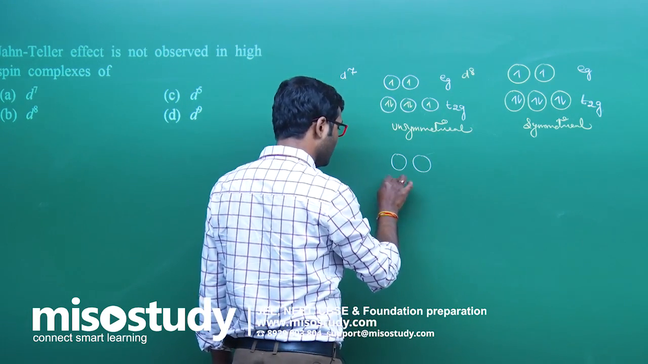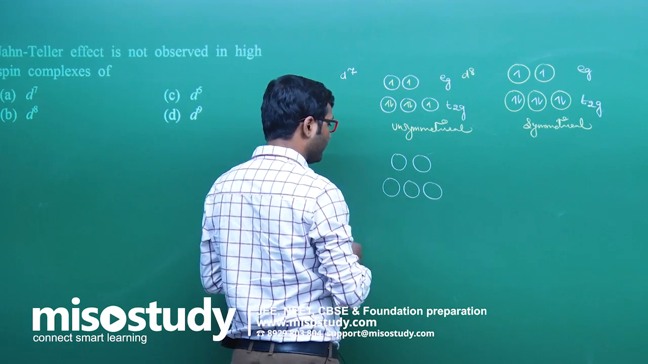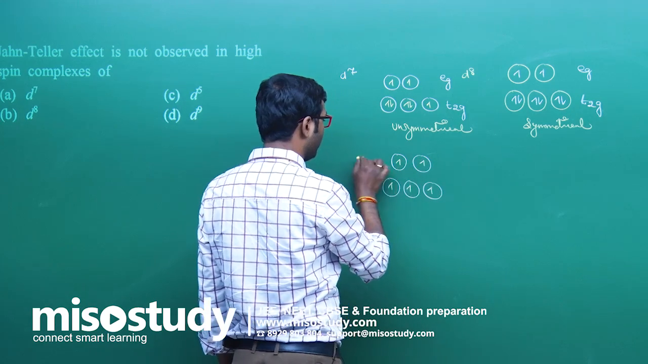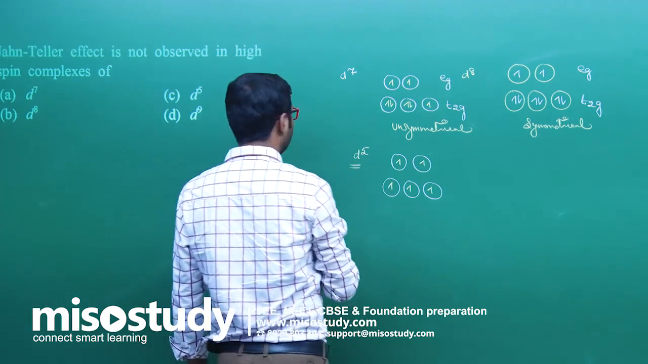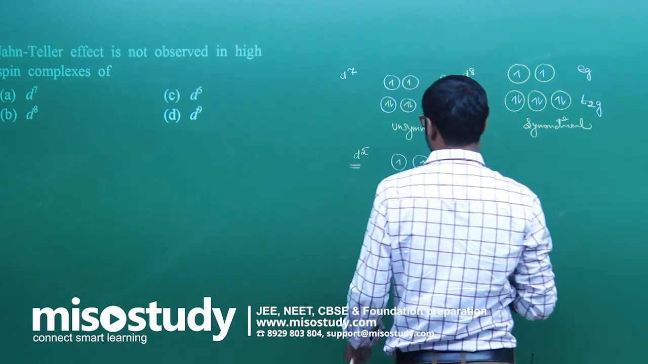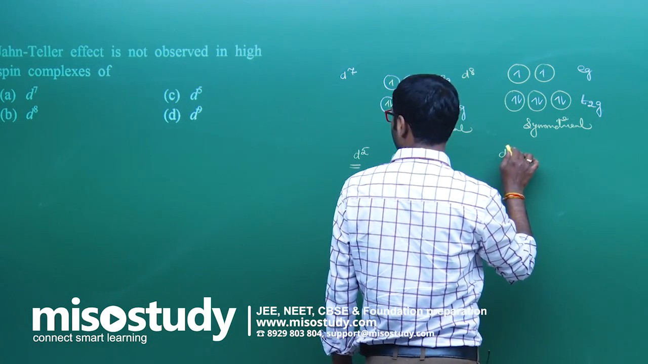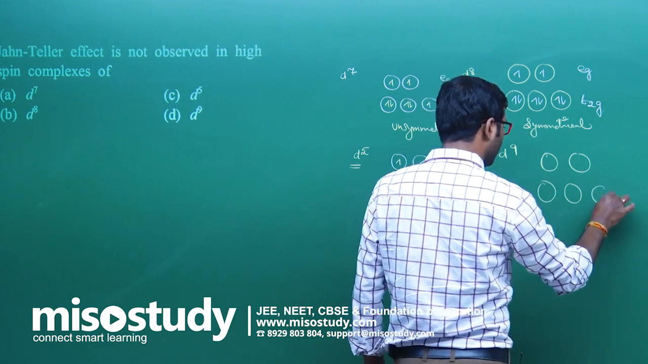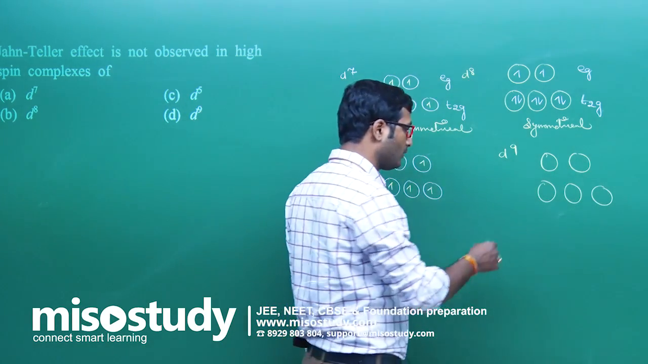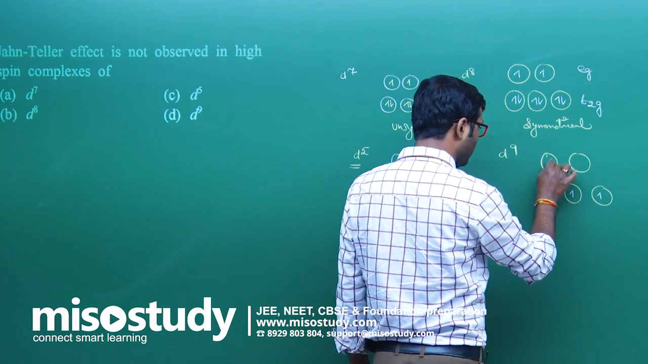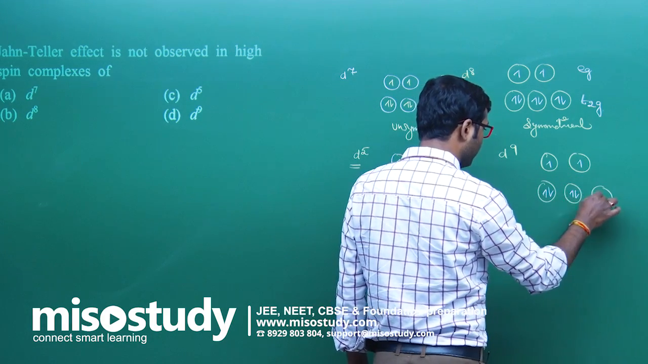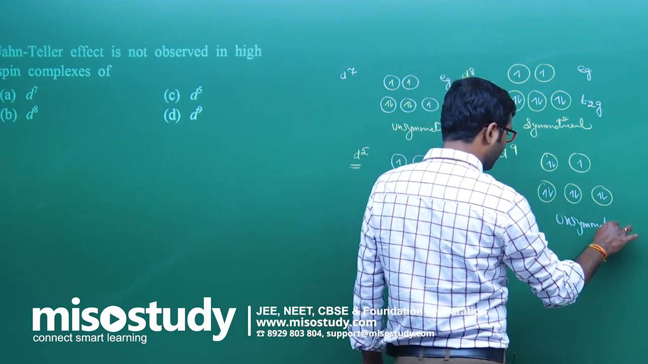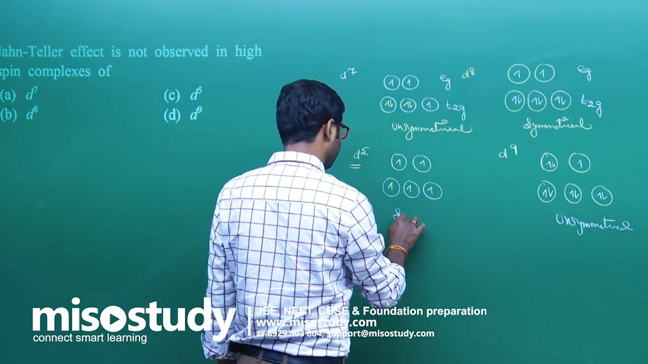1, 2, 3, okay, 4 and 5. This is again a symmetrical distribution but uneven, not even. Now d9, let me note down: 1, 2, 3. Clear? Now how to fill? 1, 2, 3, 4, 5, 6, 7, 8, 9. This is again unsymmetrical. This is symmetrical.